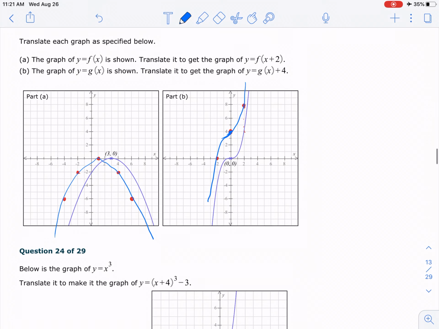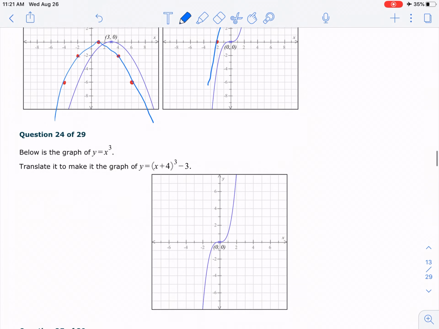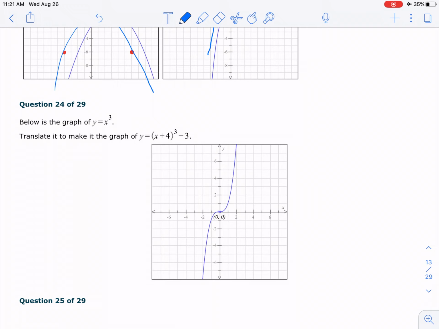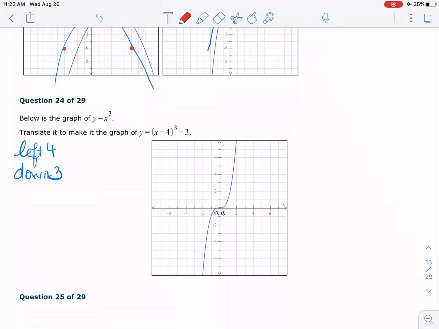All right, so let's do both. You see right here, we have y equals x cubed. They want you to translate and make it into this graph, (x plus 4) cubed minus 3. So you can see that we have to go left 4 and down 3. Okay, so I'm going to pick a point and go. So you see this one, we go left 4, down 3.